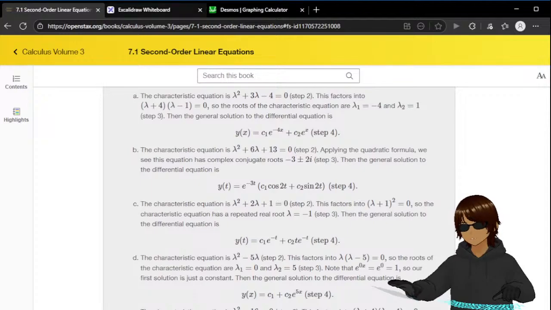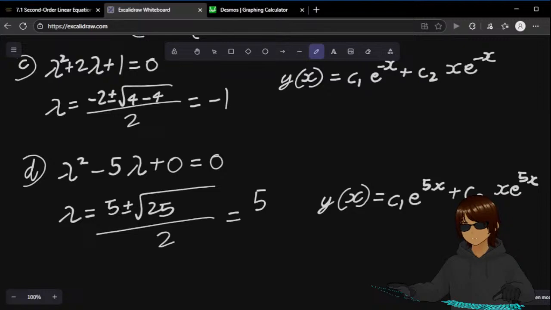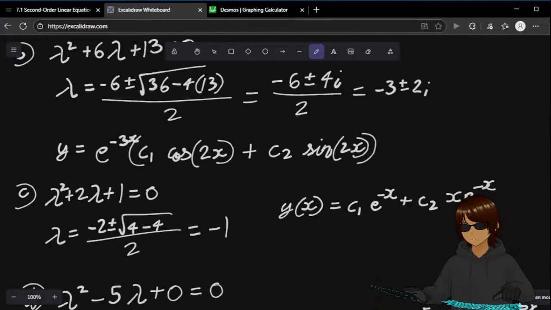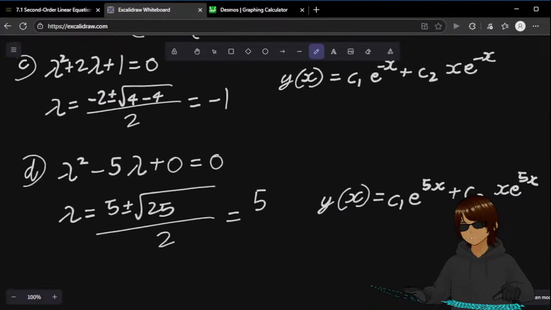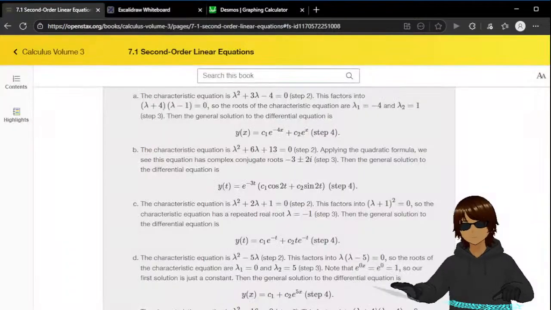C1, step 4, C2 e to the power of 5. Hold on. No, even 0 itself is a solution. Yeah, 0 itself is a solution. So we do have two, it's a case of two solutions, not one solution. The second solution is e to the power of 0. Oh yeah, okay. Then we have, sure.